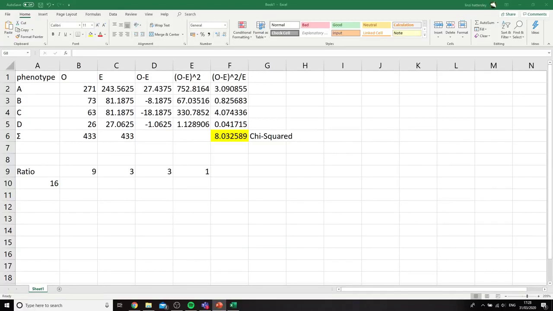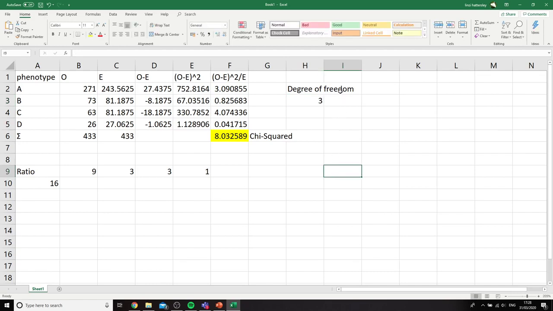Right. So now we've calculated chi-squared. We need to compare our calculated value of chi-squared with the critical value in the stats table. Okay. So if this is our value, we need to figure out how many degrees of freedom we've got. So in this instance, the degrees of freedom is the number of categories minus 1. So 4 minus 1 is 3.